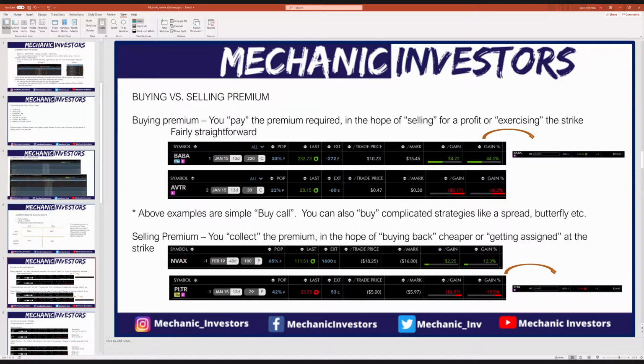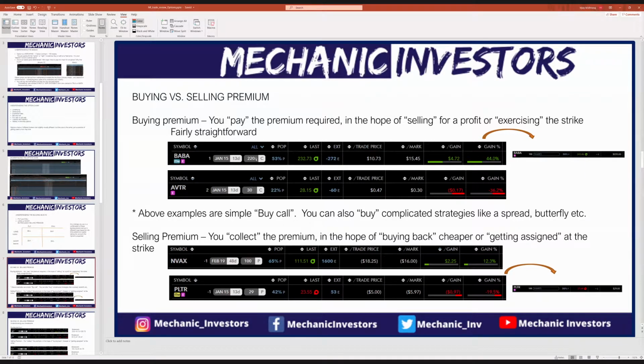So for Baba, for example, these are real screenshots from Tastyworks. Again, different brokers visually look different, but the concept is the same. Here we have a January 15th Baba 220 call. And remember, because we are buying, we have to pay out of pocket. So I pay $10.73, times 100, so $1,073 out of pocket.